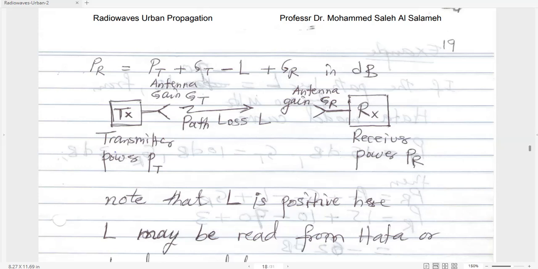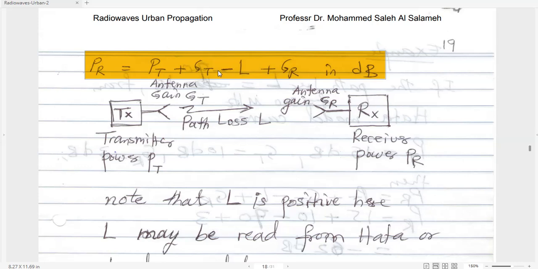Radio wave propagation in urban area. This equation here is a general equation relating the received power at the receiver with the transmitter power, the gain of the transmitting antenna, the total loss here.